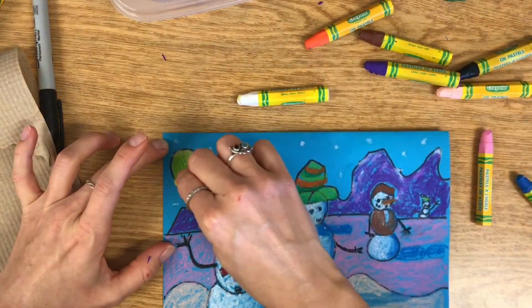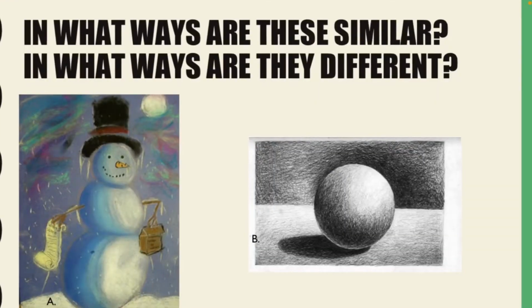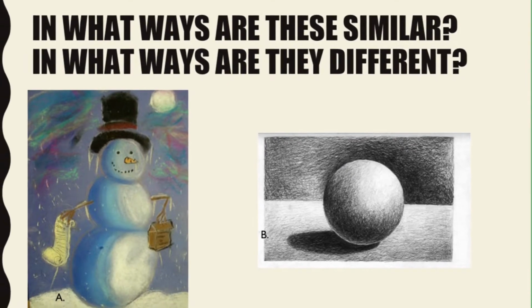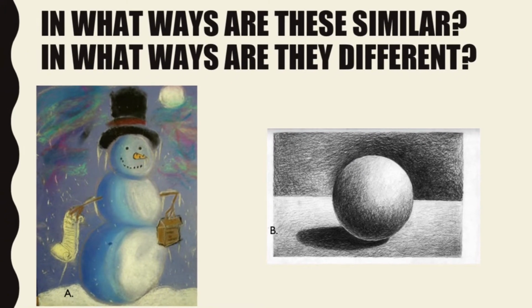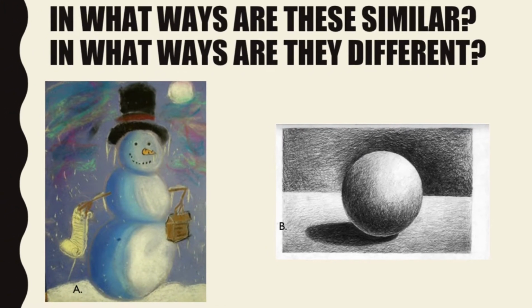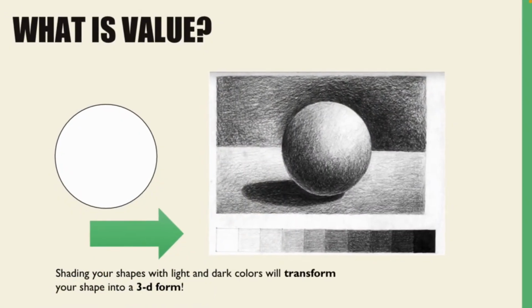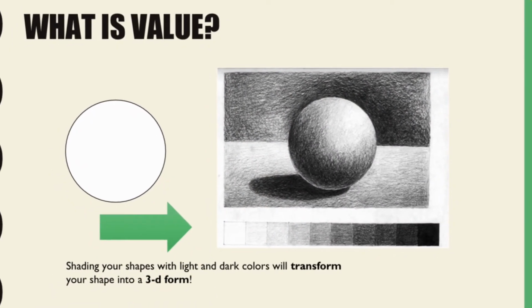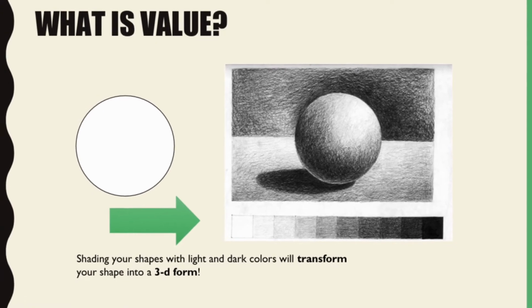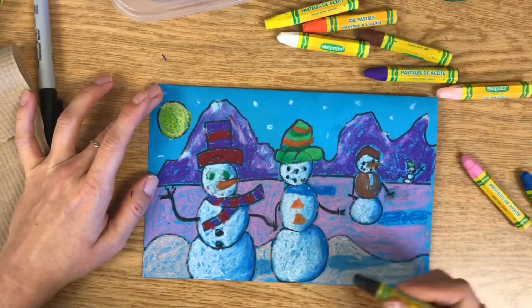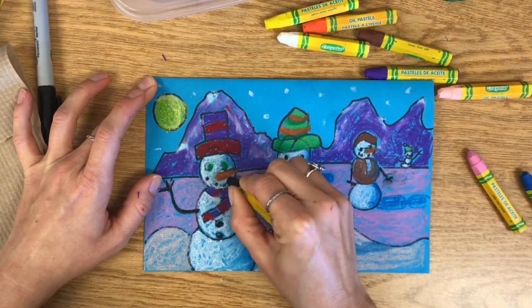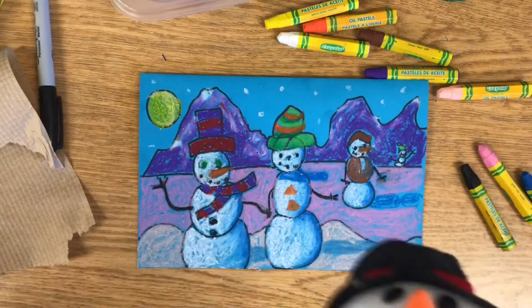Add a little bit of value to the moon. But think about how you can create the illusion of form using shading. Translate that flat circle into a form in your drawing. Don't forget the variety of details.